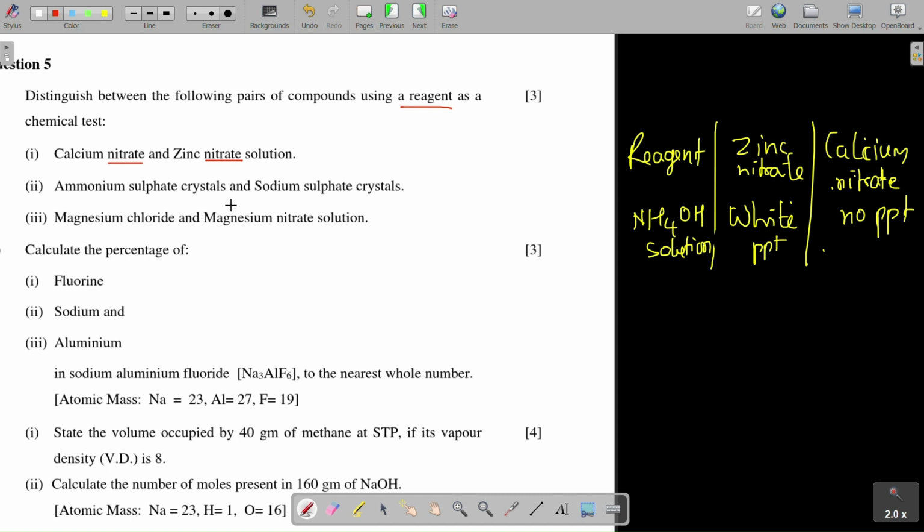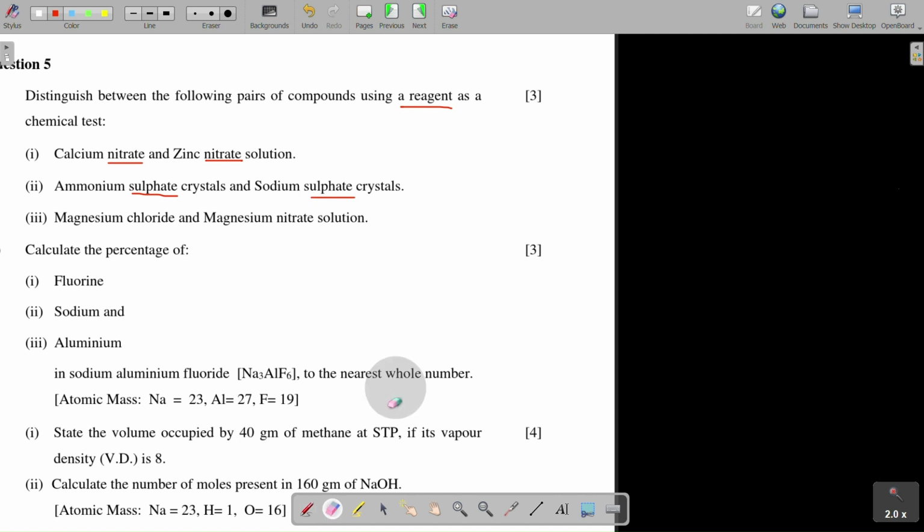Next, ammonium sulfate crystals and sodium sulfate crystals. If you observe here, again the anion is common. So ammonium and sodium you have to distinguish. Since ammonium and sodium are not there in our analytical chemistry practical work, ammonium ion is there and sodium ion is there. So this time you have to use sodium hydroxide solution.